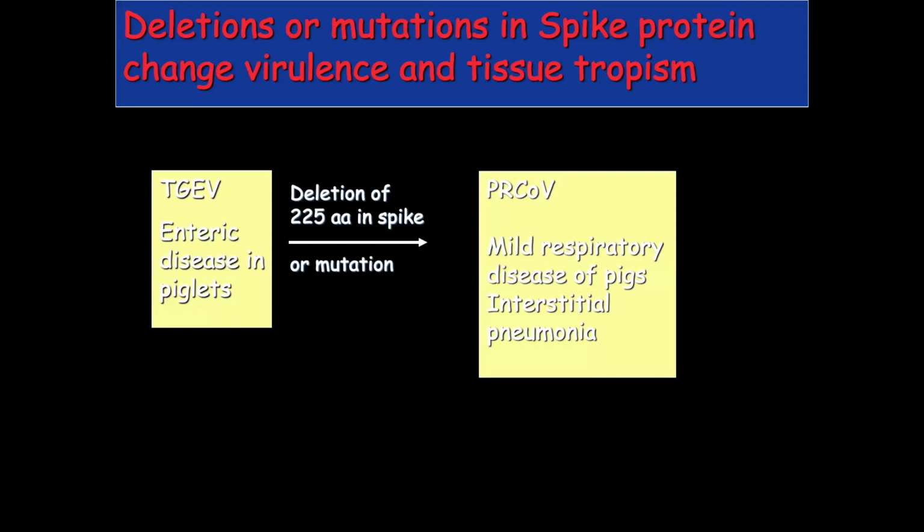So we know that with deletions, the spike protein can change virulence, and we have examples of that from animal viruses. For instance, in transmissible gastroenteritis virus, which is an enteric disease in piglets, a deletion of 225 amino acids in the spike or specific mutations cause porcine respiratory coronavirus disease, which is a respiratory disease in pigs, and it also causes interstitial pneumonia. So you can see that deletions and rearrangements of the spike protein, in terms of receptor binding and function in fusion, can alter the tropism of the virus.